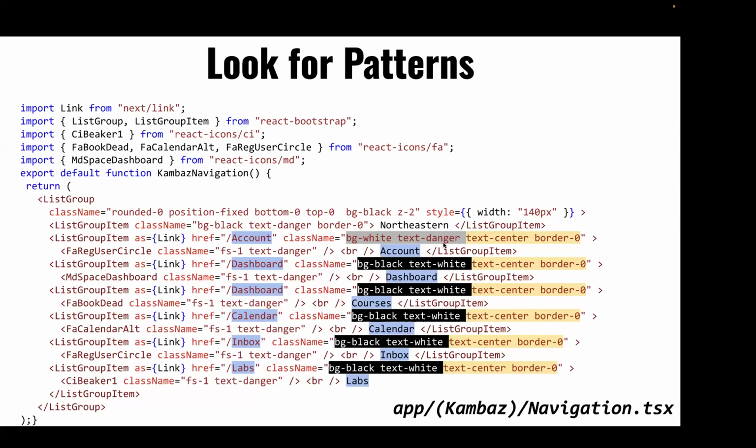But then we also have some classes that we use for highlighting. Here we have the account being highlighted. The background is white, the text is red, but all the other ones are not highlighted, so the background is black and the text is white, or red, maybe because it'll be danger as well.